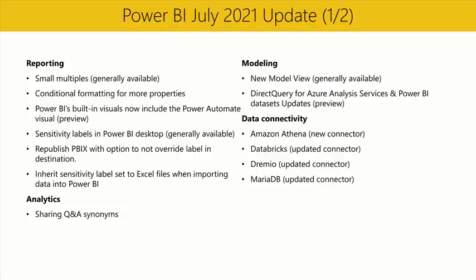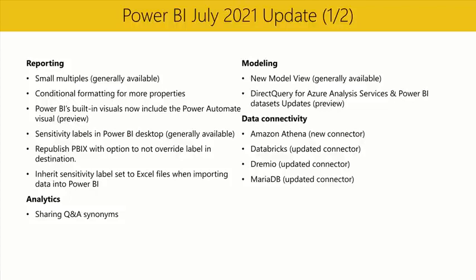Starting this month, Power BI reports will also now inherit sensitivity labels set to Excel files when getting data from them. Excel files are some of the most popular data sources for Power BI reports. So when you get data from protected Excel files, the downstream Power BI dataset and report will inherit those labels as well.